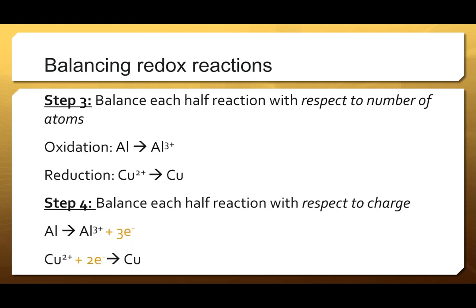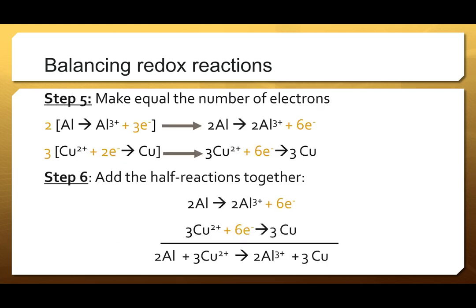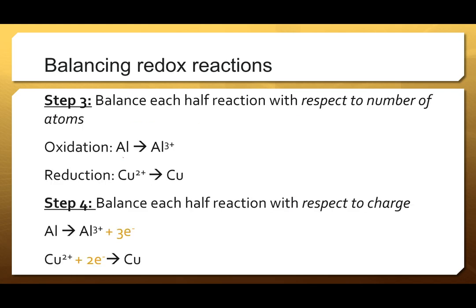Step 3 is to balance each of the half reactions with respect to the number of atoms. Looking at this first reaction, I have 1 aluminum, 1 aluminum. That's balanced. And here I have 1 copper and 1 copper. That's balanced. So nothing to do there, but we just needed to make sure.